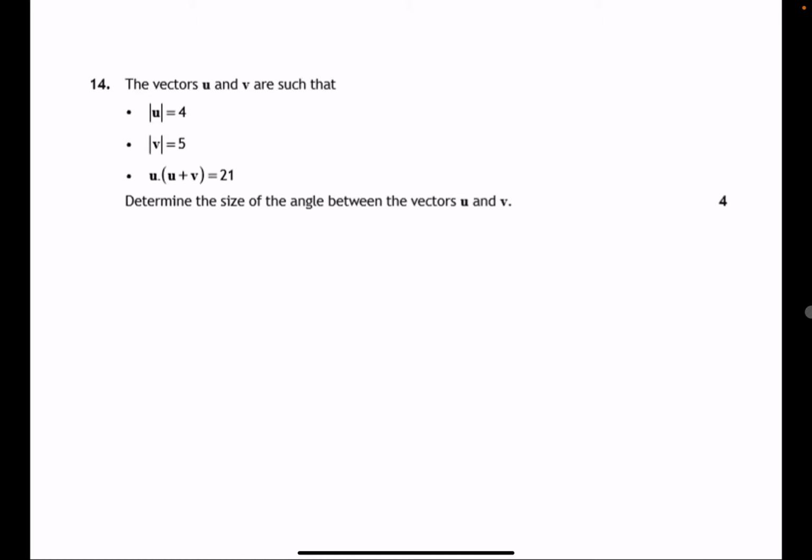There's a little past paper question if you fancy doing it. Okay, I'll do it. Vectors u and v are such that the magnitude of u is 4, the magnitude of v is 5, and u dot (u plus v) equals 21. Determine the size of the angle between the vectors u and v.